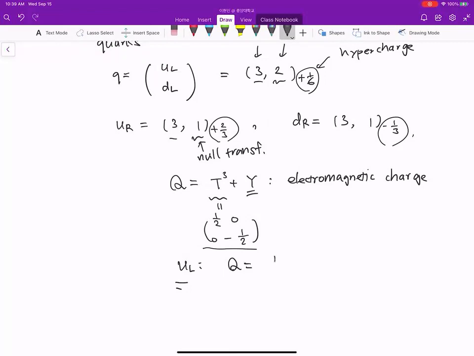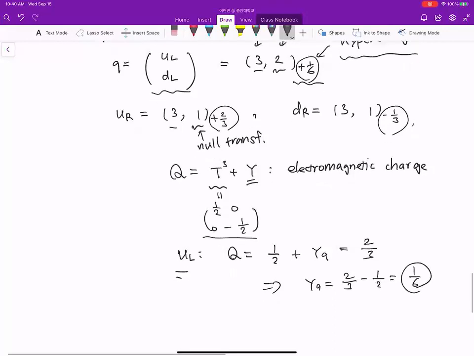So T3 is 1/2. And then the hypercharge must be the same for U and D, because the hypercharge commutes with SU(2). So SU(2) and hypercharge are independent. Because of that, U left-handed and D left-handed carry the same hypercharge. And we know that the electromagnetic charge of the up-type quark must be 2/3. Because of that, you can see this is 1/6. So that's how you can determine the hypercharge.